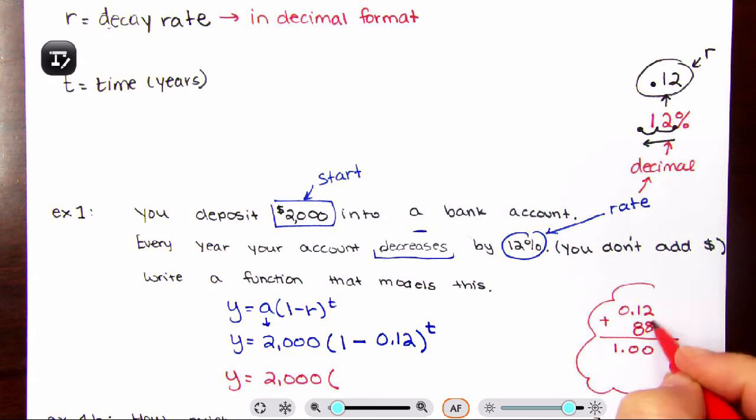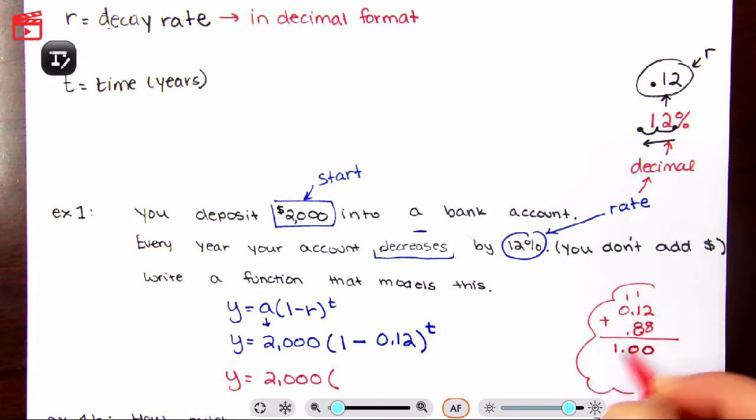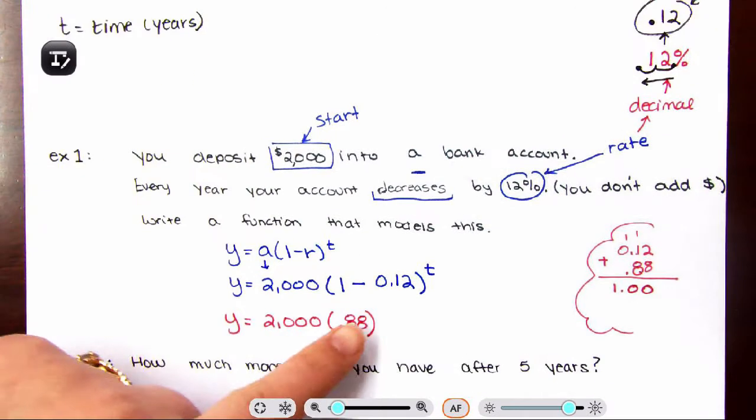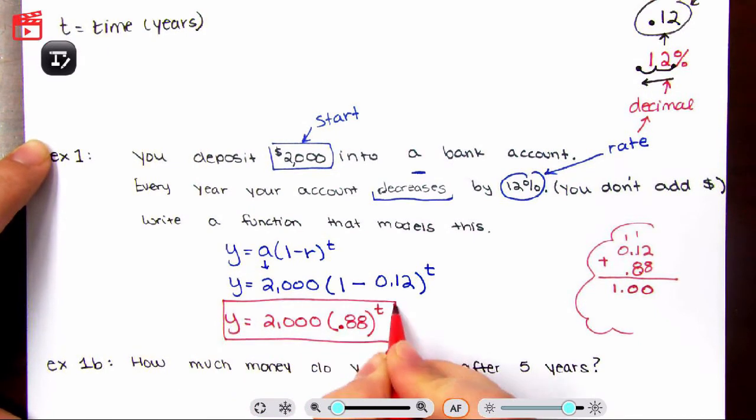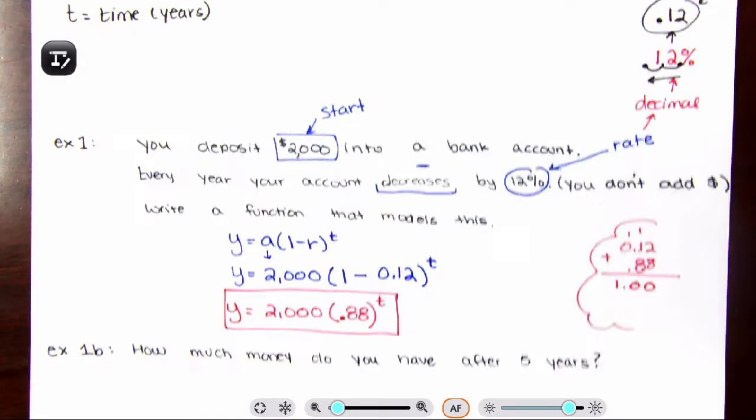So if I do 8, 9, 10, 0, carry the 1, 8, 9, 10, carry the 1, and we have 1. So here we have 0.88. Now again, I could just use a calculator. I don't know where mine is on my desk, so that's why I did that by hand. And that's it. And here's your T for your time. Here's your equation.